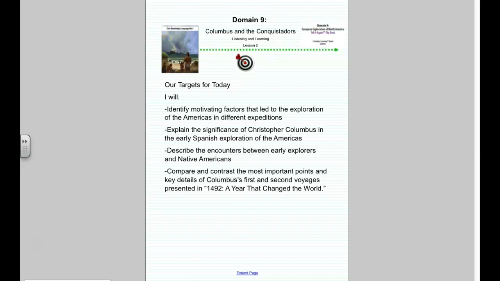Our targets for today are: I will identify motivating factors that led to the exploration of the Americas in different expeditions. I can explain the significance of Christopher Columbus in the early Spanish exploration of the Americas. I can describe the encounters between early explorers and Native Americans. And I can compare and contrast the most important points and key details of Columbus's first and second voyages presented in 1492, a year that changed the world.